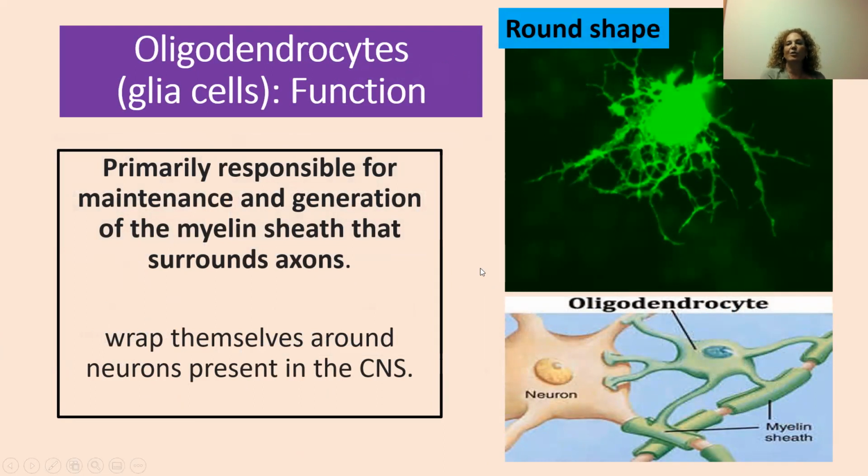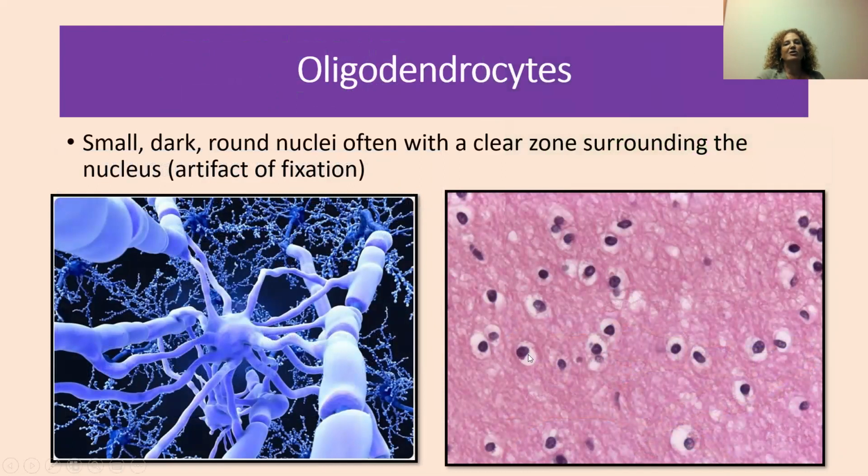These have a shape more reminiscent of something round. Again, they're the ones that will lay down the myelin sheath. They will wrap themselves around the axon and create this myelin sheath in the axons of the CNS, the oligodendrocyte. The way you can recognize the oligodendrocyte in the CNS is the same way you can see the Schwann cells in the PNS, and that is because it is surrounded by this white halo, which is representative of the myelin sheath.